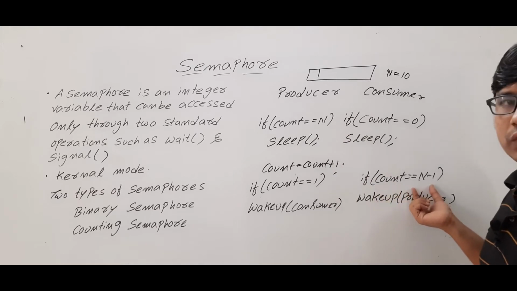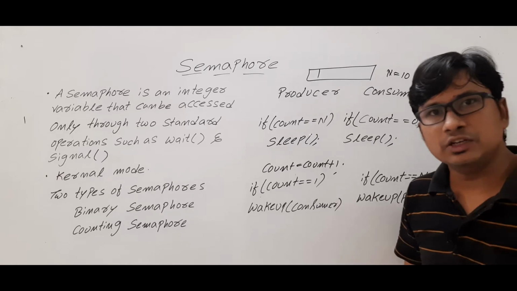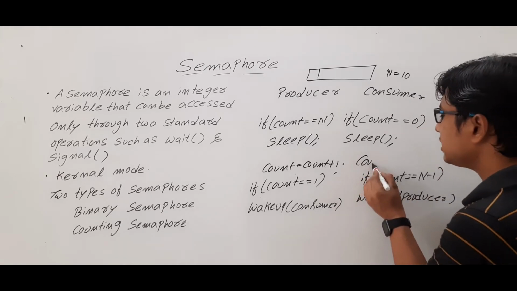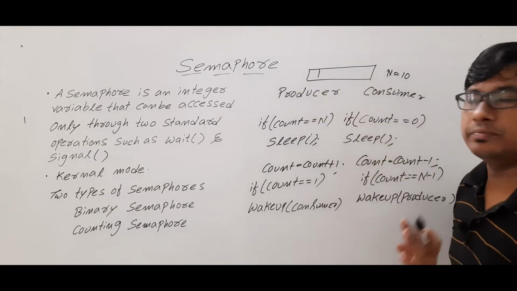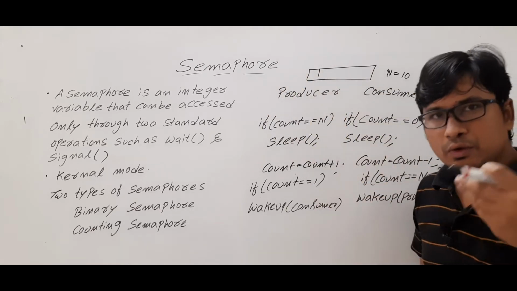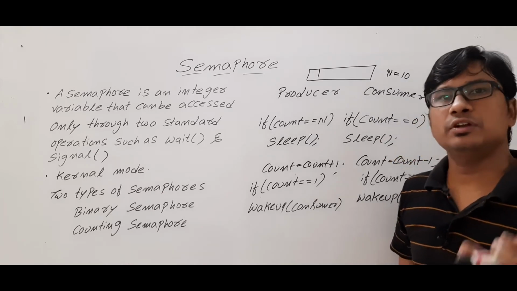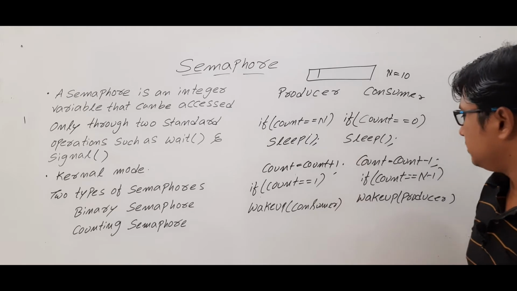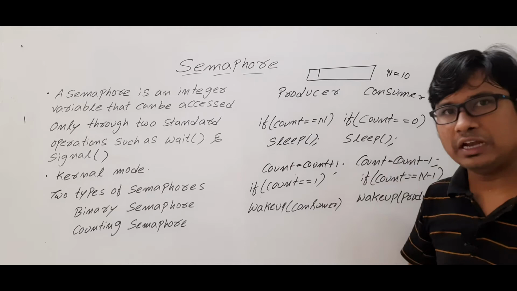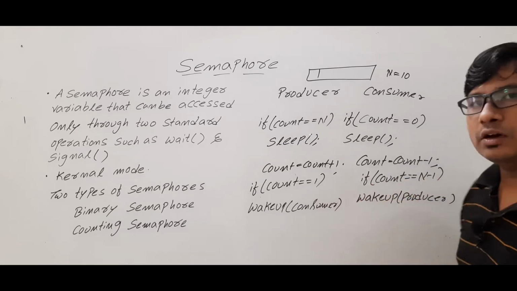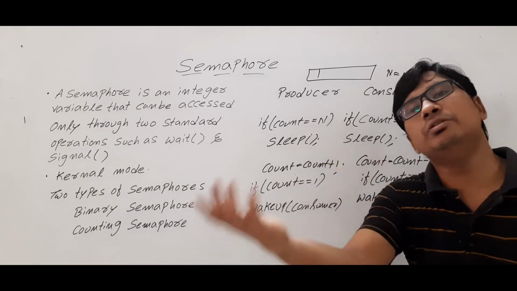Similarly, if count is equal to n minus 1, now what is the consumer doing? Once he consumes the item, he will decrement the count value. Is it clear? Once the consumer consumes this item, then count will become 0, because there was one item, and that item was consumed by the consumer, then obviously the number of items will become 0. So similarly, once the consumer is consuming the items, he is decrementing the count value by 1. Now once he sees the count is equal to n minus 1, meaning before that the count value was equal to n.